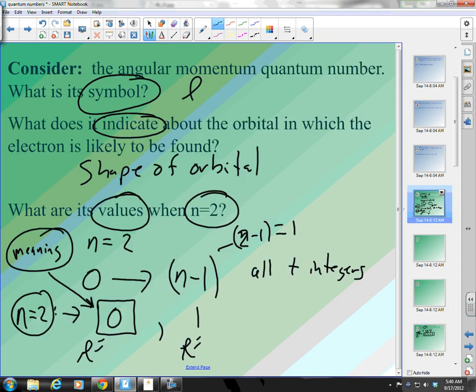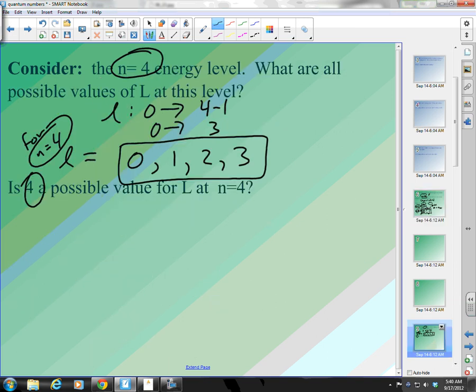When my n was equal to 2, how many values of L did I have? 2. Hey, you know what? n also tells me the number of values of L I have. So when n is equal to 5, how many L values do I have? 5. And if these are each different shapes, that means I would have 5 different shaped orbitals.